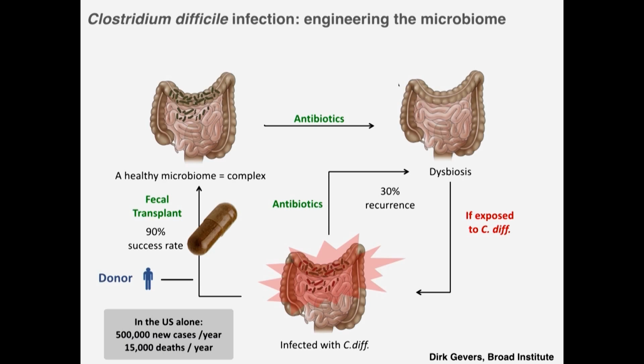Recently, within the past 5 to 10 years, there's a new treatment that's available, and it's very effective. What you do is you take stool from a healthy donor, and you put it into the diseased person's gut, and this is called a fecal transplant. Fecal transplant is very effective. It successfully cures C. diff around 90% of the time. And so there's a lot of interest in this treatment.